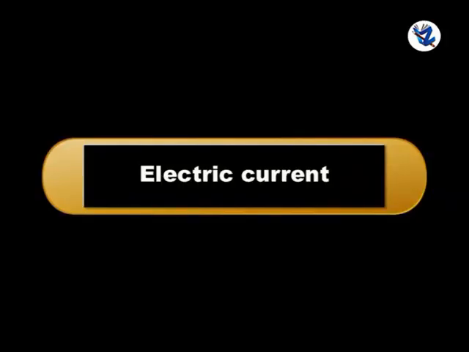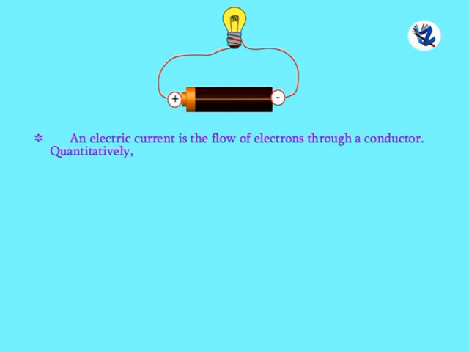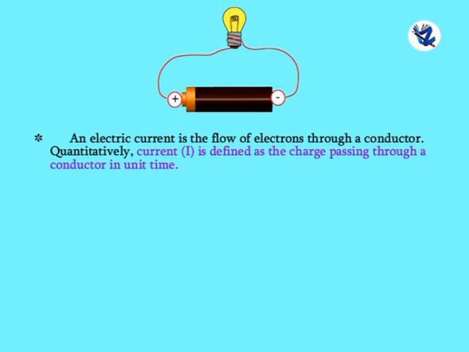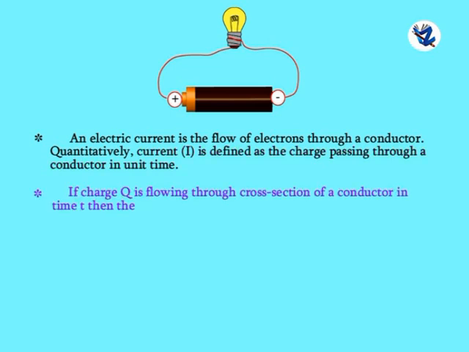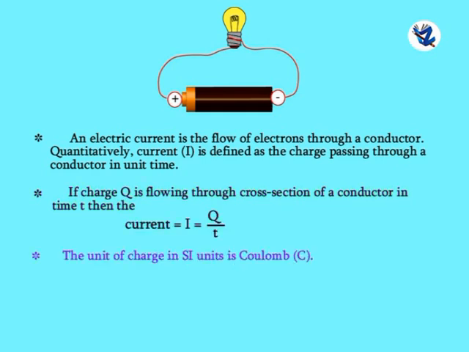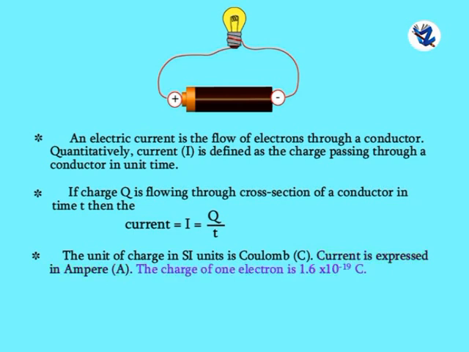Then, electric current. An electric current is the flow of electrons through a conductor. Quantitatively, current I is defined as the charge passing through a conductor in unit time. If charge Q is flowing through the cross section of a conductor in time t, then the current I is equal to Q upon t. The unit of charge in SI units is coulomb, that is C, and current is expressed in ampere, A, and the charge of one electron is 1.6 × 10^-19 C.